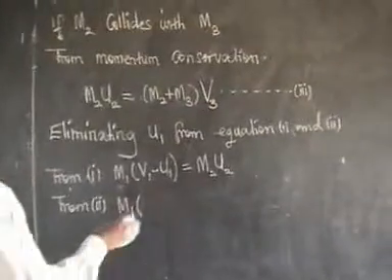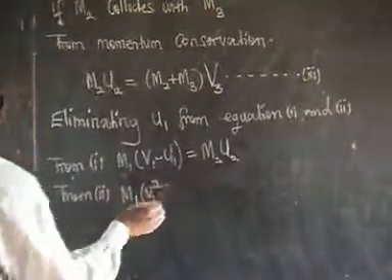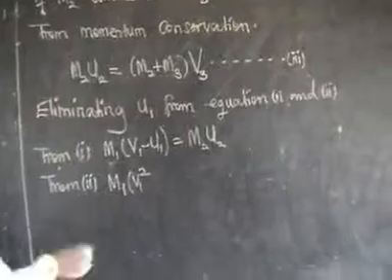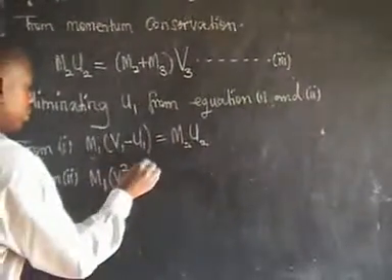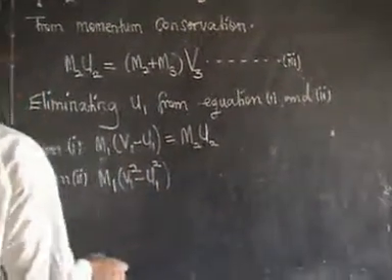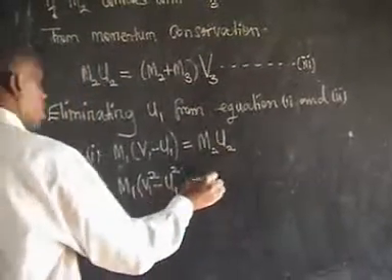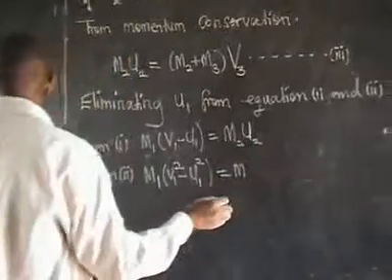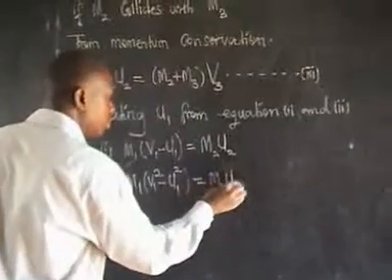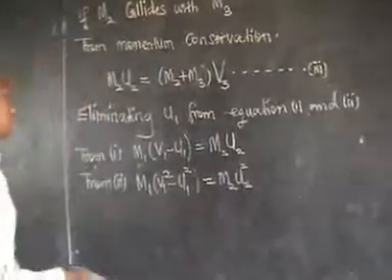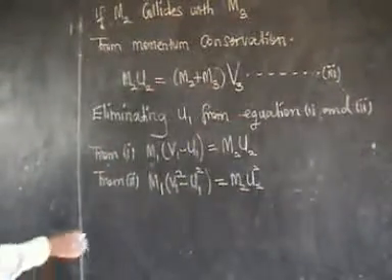M1 bracket V1 squared minus U1 squared equals the half M2 U2 squared. So I'm going to divide these two.